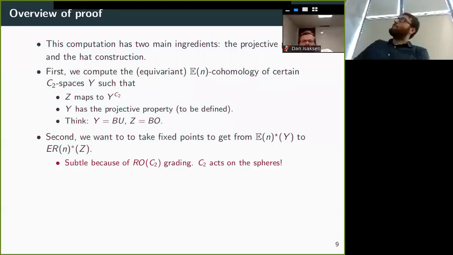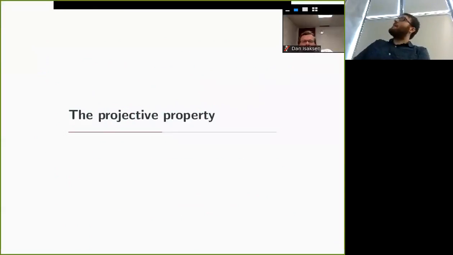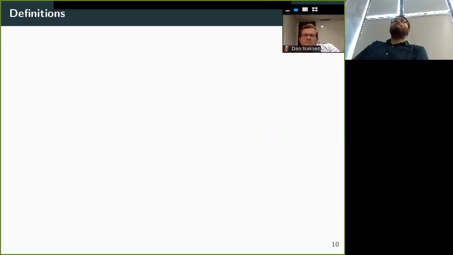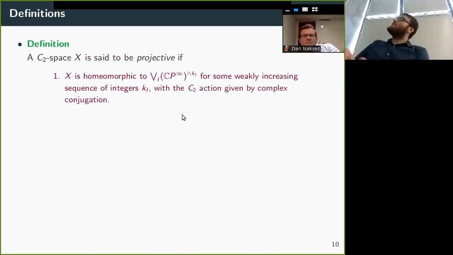Okay, so I want to spend some time now talking about this projective property. This is the part that I think is more general than just real Johnson-Wilson theory, and I'd be curious how much of this could find some analog in motivic homotopy theory over Spec C, or maybe other contexts as well. Let me give you some definitions. These definitions go back to some papers of Nitu Kitchloo and Steve Wilson from, I think, about a decade ago. We'll say a C2-equivariant space is projective if it's a wedge of smash products of CP infinities.